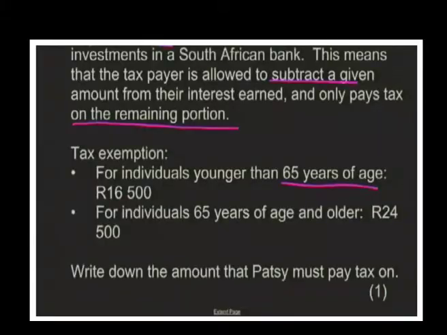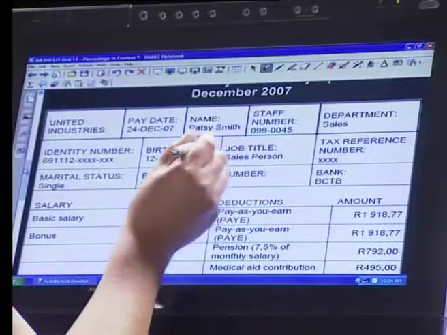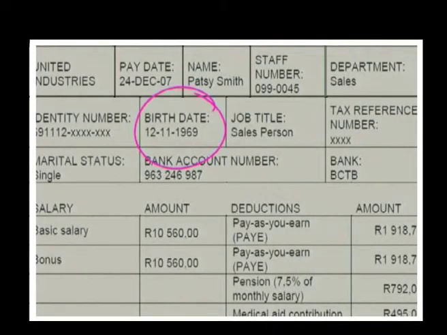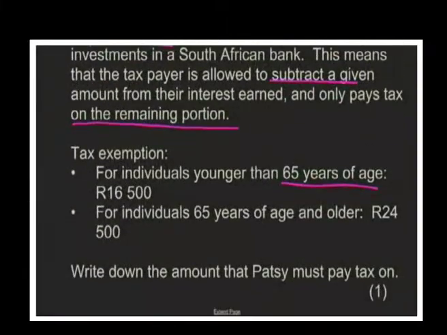We've got to write down the amount that Patsy must pay on tax. First of all, how old was Patsy? Let's go back to our question, and we can see from our birth date that Patsy is under 65. So which exemption is she able to take? She's able to take that exemption. How do we calculate the exemption?